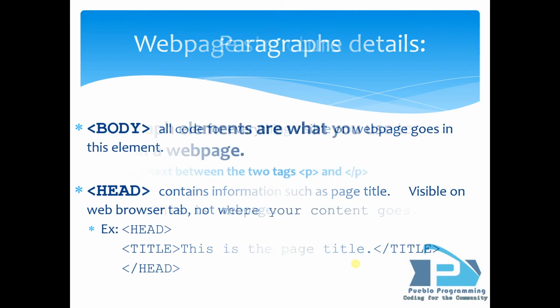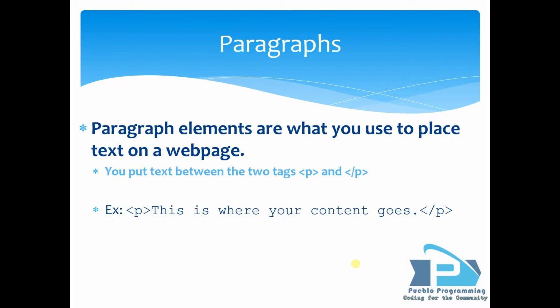So let's go and look at paragraph tags. Paragraph elements are what is used to place text onto a web page. And as I showed at the very beginning, you put text between the two tags, bracket P and backslash bracket P. So for example, this statement right here, this is where your content goes, if you were to open and load this into HTML, it would just be a blank web page with one sentence that says this is where your content goes.